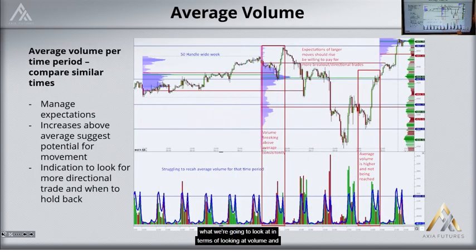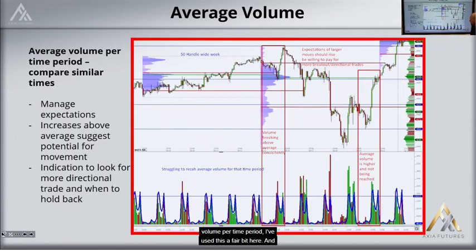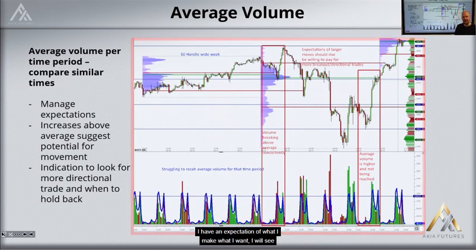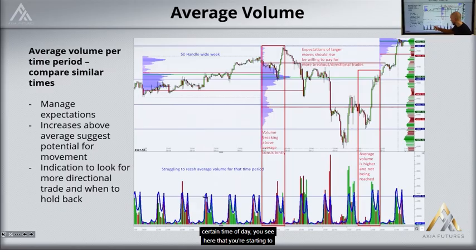Final thing we're going to look at in terms of looking at volume and the distribution of volume throughout the day is looking at average volume per time period. Now I've used this a fair bit here. And what you're trying to do here is use it within the day, so that one way that I'm going to have an expectation of movement is that if I start seeing volumes ticking up above the average, so I have an expectation of what I'll see at a certain time of day. You see here that you're starting to peak at around about that 150,000 contracts as we used in that previous example, and you start seeing volume ticking up above it.